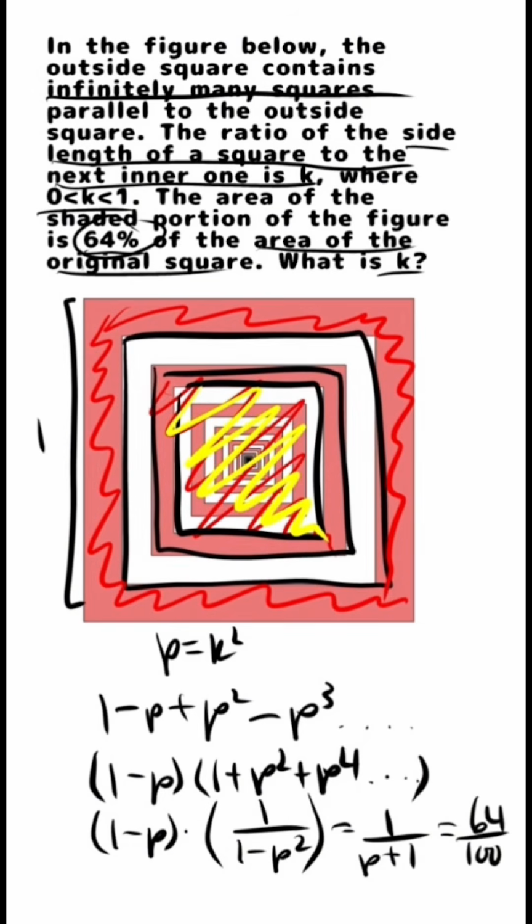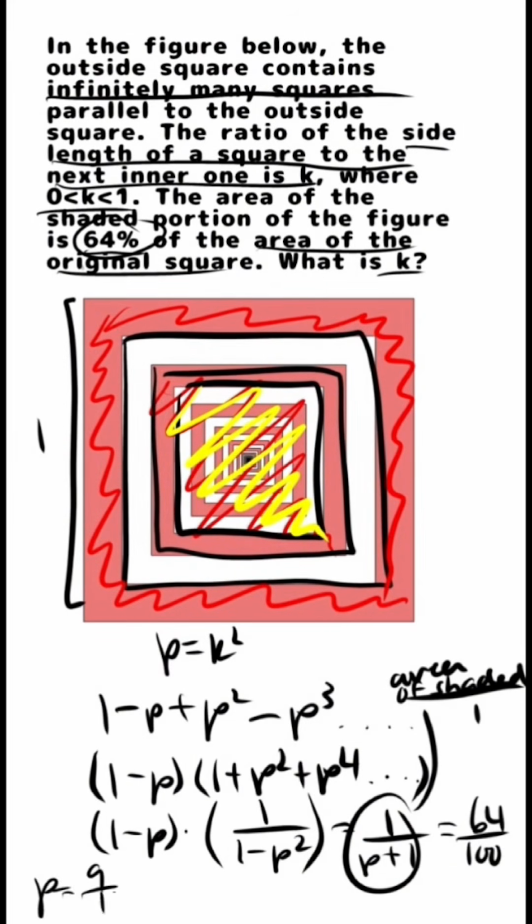Then this equals 64 over 100 because that's the ratio of the shaded area to the area of the biggest square, and the shaded area is 1 over (p plus 1), while the area of the biggest square is 1. And 1 over (p plus 1) divided by 1 is just 1 over (p plus 1). Anyway, solving for p, we get 9 over 16, meaning that k equals 3/4.